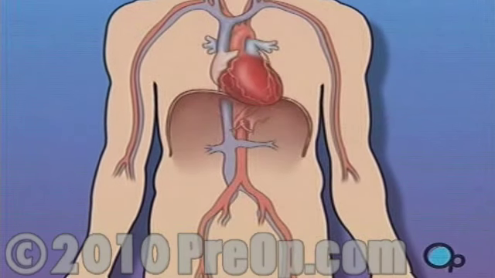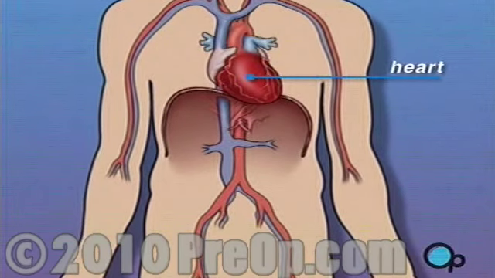Your doctor has recommended that you undergo a balloon angioplasty. But what does that actually mean? The heart is located in the center of the chest. Its job is to keep blood continually circulating throughout the body.